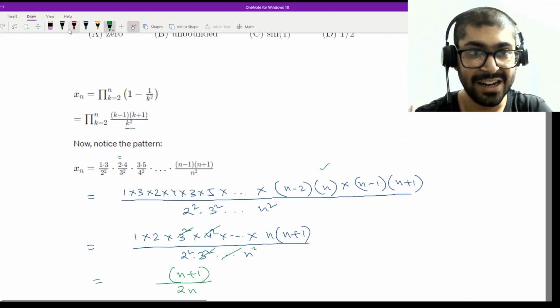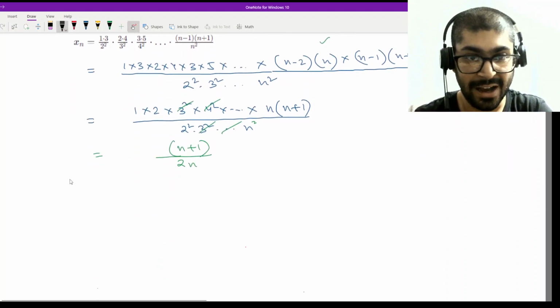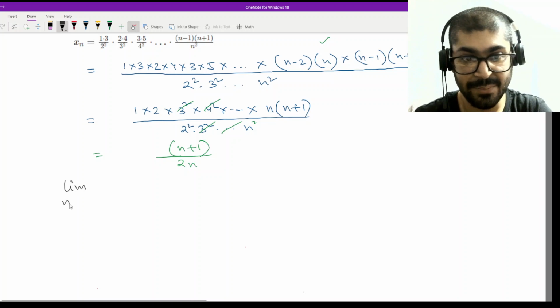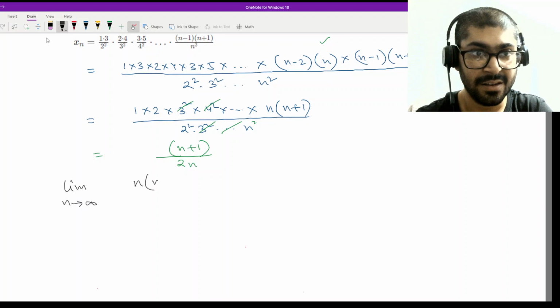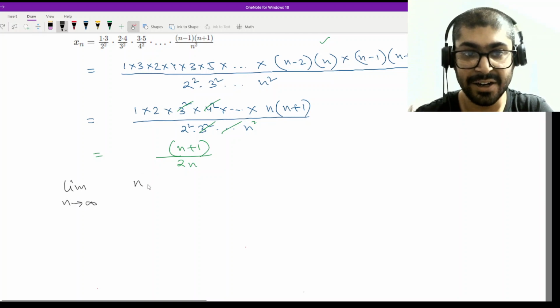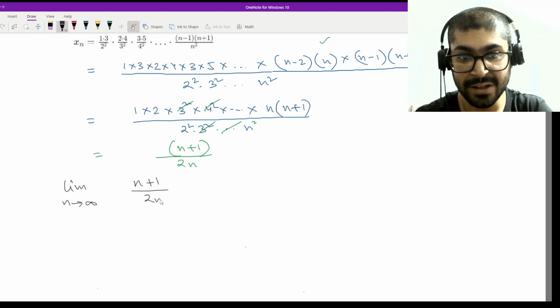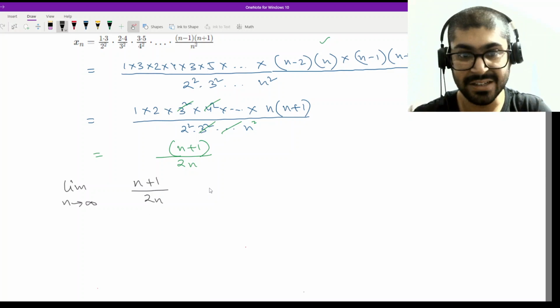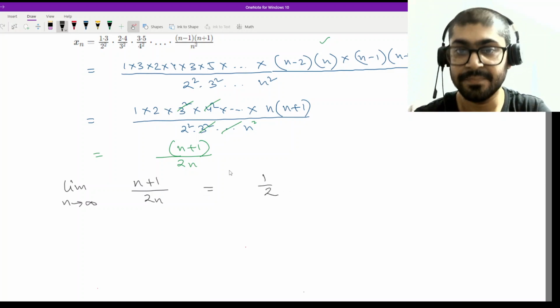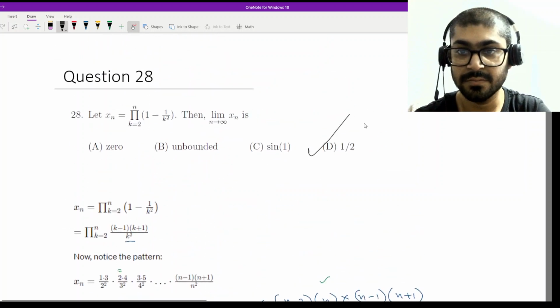Now you can calculate the limit of this easily, right? So I have told you before in one of the earlier sums, limit n tends to infinity, if you are dividing two polynomial functions, then the ratio of the leading terms will be the final answer if one of them tends to infinity. So all of these are linear terms. This answer will be half. Option D.